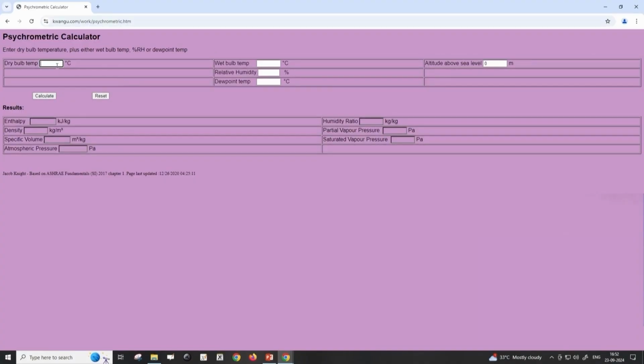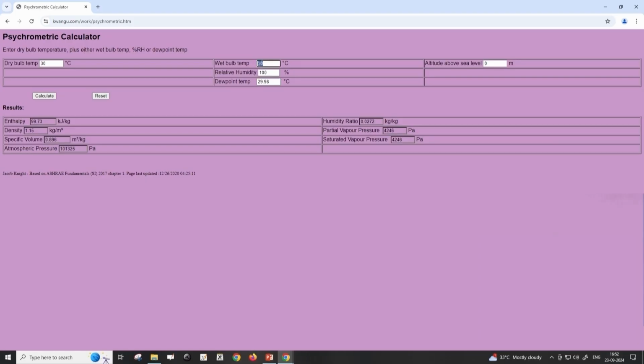Suppose I give some 30° dry bulb temperature, and if I give wet bulb temperature, of course, it will be a little less than that. See, if I give, suppose, 28°, the relative humidity is very high, almost 86%. And if I give wet bulb temperature 30°, then definitely the relative humidity will be 100%, because that is saturated.